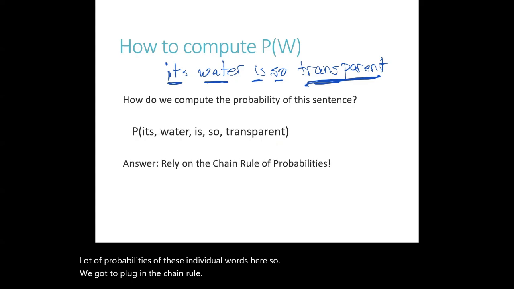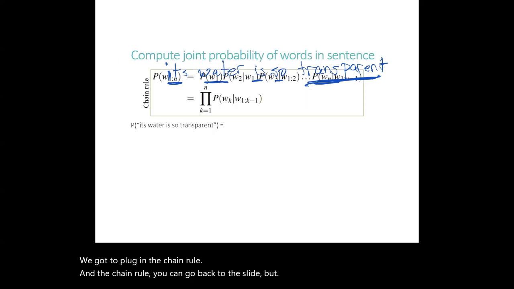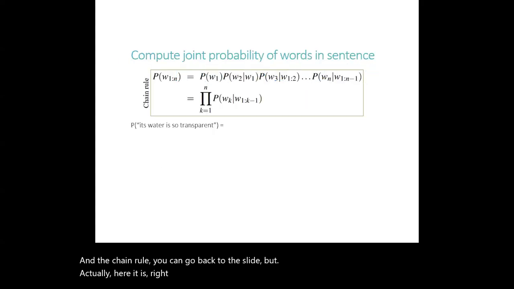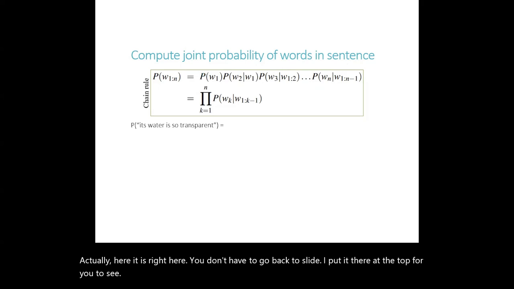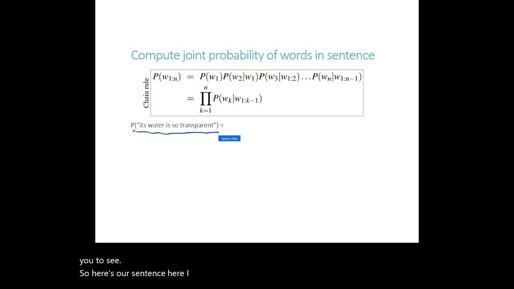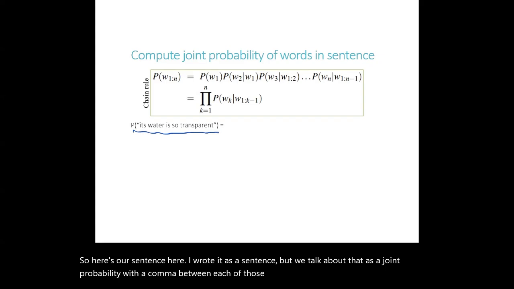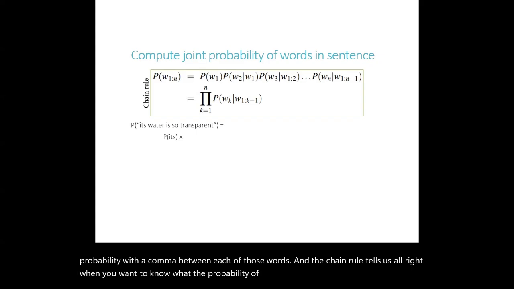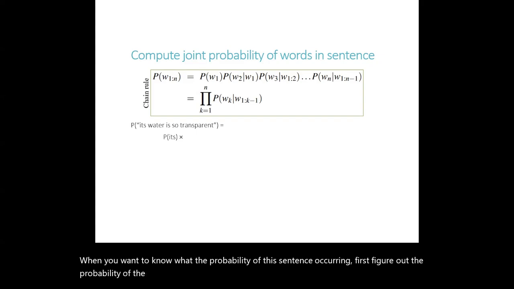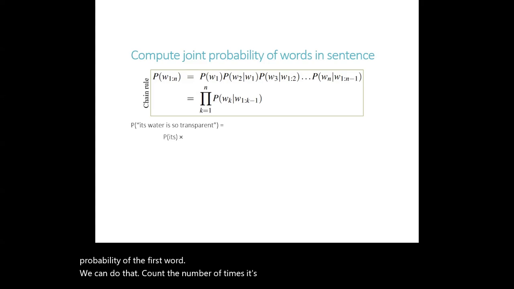And the chain rule, you can go back to the slide, but, well, actually, here it is right here. I put it there at the top for you to see. So here's our sentence here. Here I wrote it as a sentence, but we talk about that as a joint probability with a comma between each of those words. And the chain rule tells us, all right, when you want to know what the probability of this sentence occurring, first figure out the probability of the first word. We can do that. Count the number of times it's occurred, divided by all the words in our database.